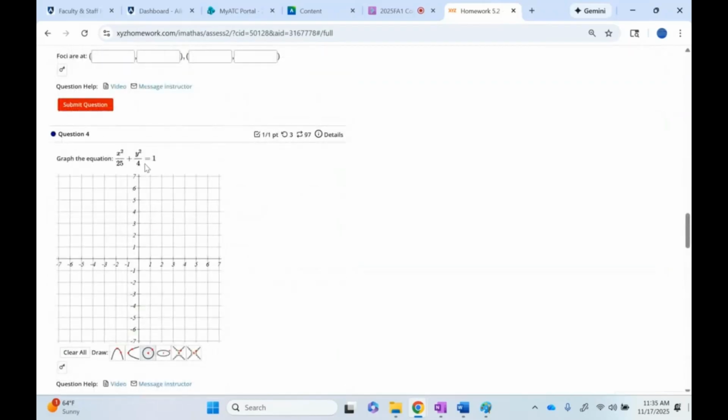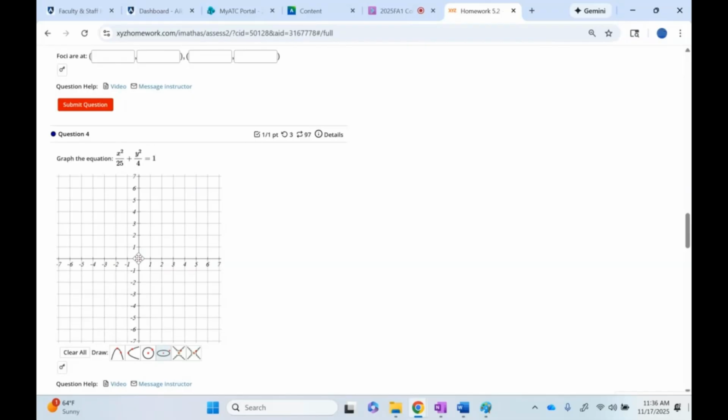Okay, here it is. x squared over 25 plus y squared over 4 equals 1. So first thing is you want to choose the right graph. So this would be an ellipse. It doesn't show you both orientations. This just shows an ellipse with the horizontal axis. I want to plot my center. So my center is 0, 0.